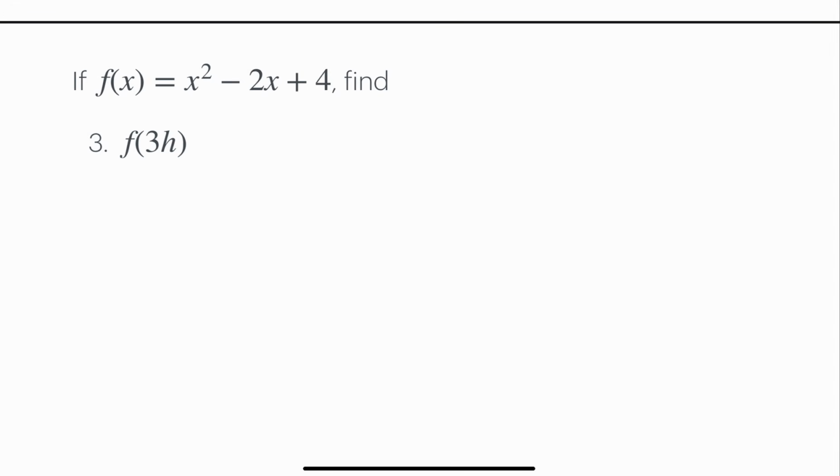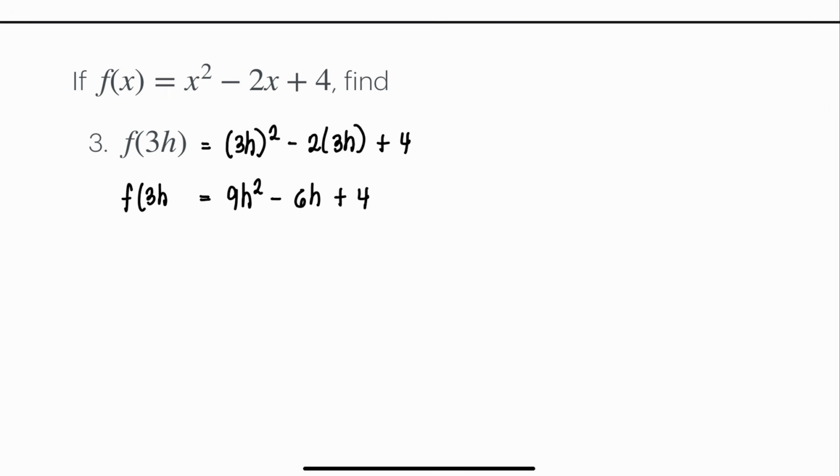Another example, if we're finding f of 3h, the value of our x this time is 3h. So we have to substitute this entire thing here. So 3h quantity squared minus 2 times 3h plus 4. Raising 3h to the power of 2, we get 9h squared minus 6h plus 4. And so we have a trinomial, and we do not have any similar terms that we can combine, so that would be our final answer.